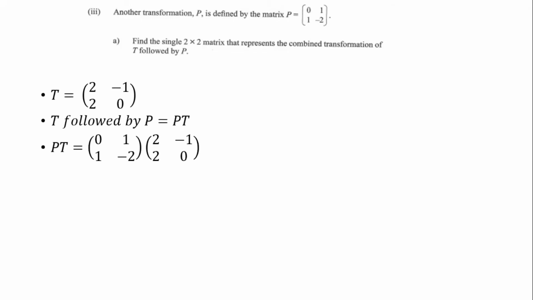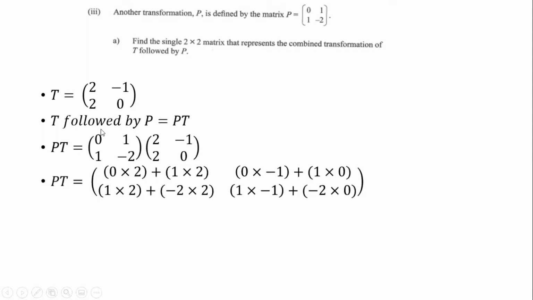So if we're now looking for the matrix which is the combined transformation of T followed by P, we're multiplying the matrices. What we'll have is row by column, row by column. So we'll have 0 multiplied by 2 right here, then 1 multiplied by 2.